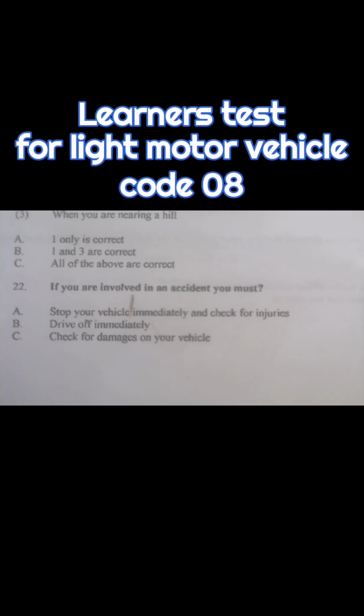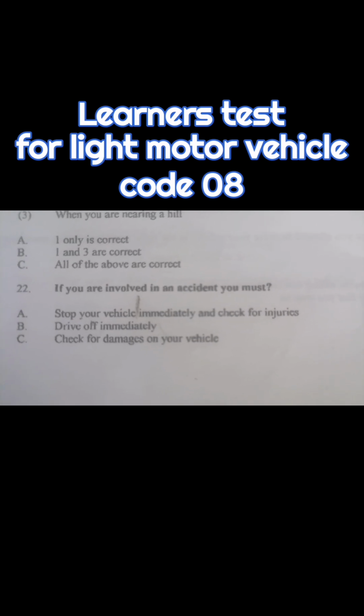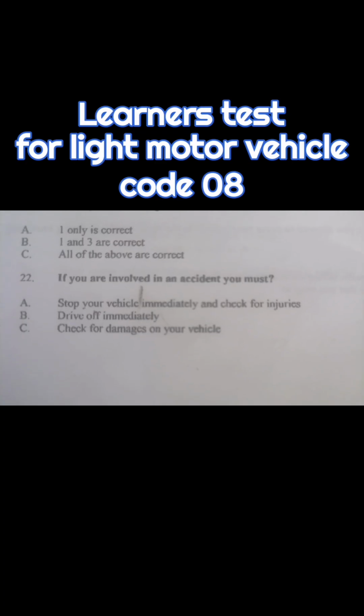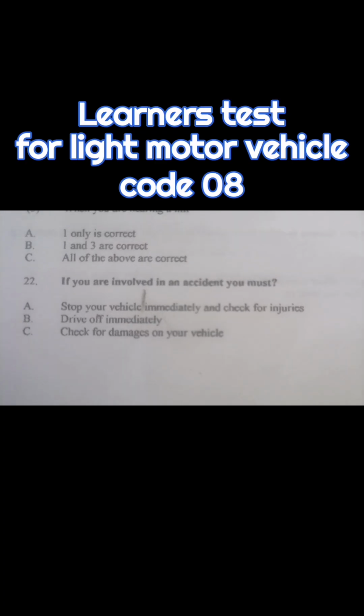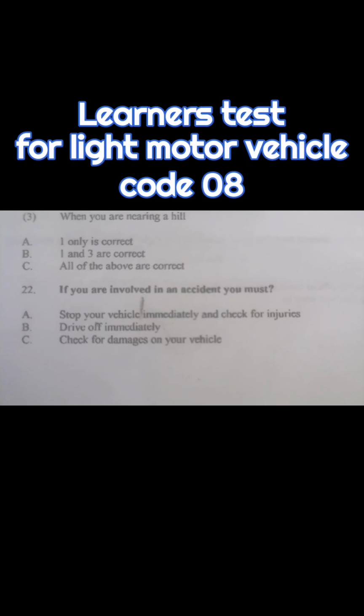Right, moving along to number 22, it says if you are involved in an accident, you must stop your vehicle immediately and check for injuries. B says drive off immediately. And C, check for damages on your vehicle. Alright, the correct thing to do is to stop your vehicle immediately and check for injuries on both sides.